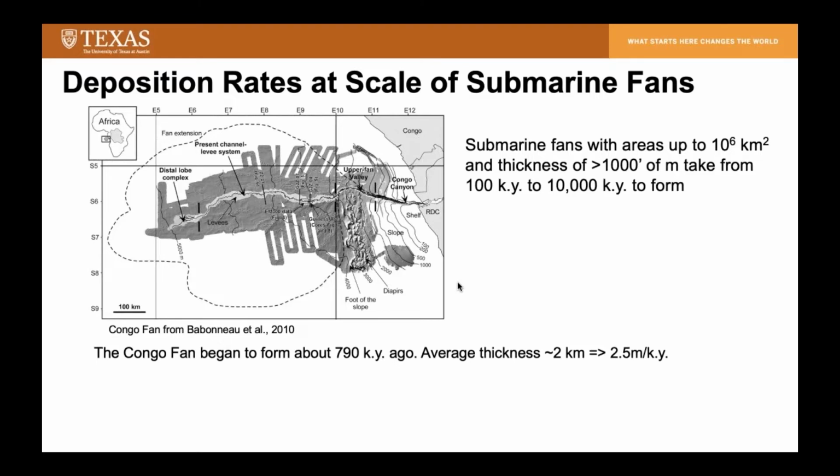And then, of course, what's the rate of deposition at the scale of individual submarine fans? There's limited data on this, but from what is available in the literature, we can see that individual fans with areas of up to 10 to the 6 square kilometers and thicknesses of over 1,000 meters can take anywhere from 100,000 years to tens of thousands to several million years. For example, the Congo fan that we've talked a lot about in this conference, there's some ODP data on the edge of the fan that suggests the entire fan was deposited in about 800,000 years. It has an average thickness of about 2 kilometers, which gives us an average rate of deposition of something like 2.5 meters per 1,000 years.